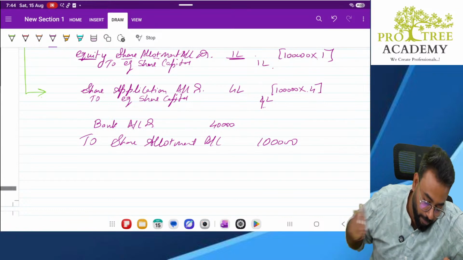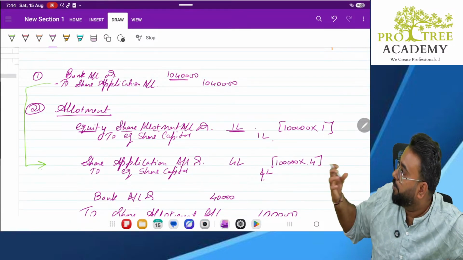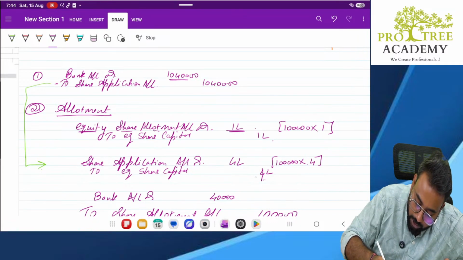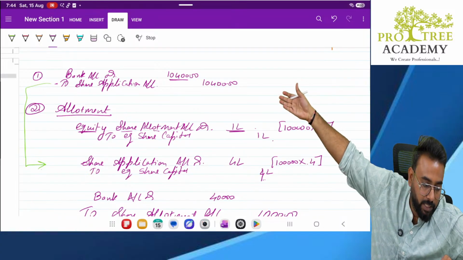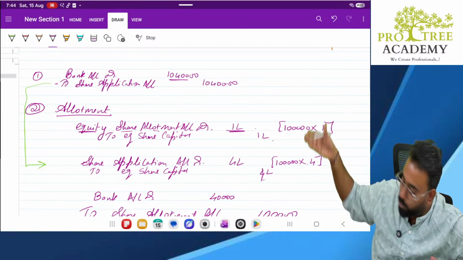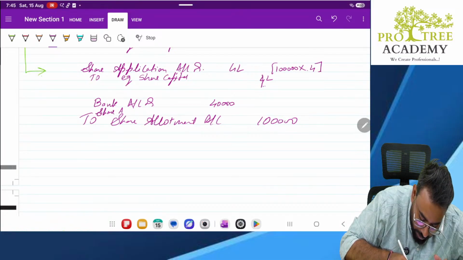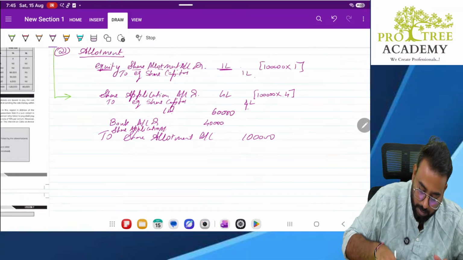What happened to the balance? Balance, see here. How much was due in share application money? How much money you have received in share application money? 10 lakh 40,000. But how much you are transferring to share capital? Only 4 lakh. So we have balance in share application money which can be used to adjust it against allotment money. Correct or no? So share application account debit 60,000.